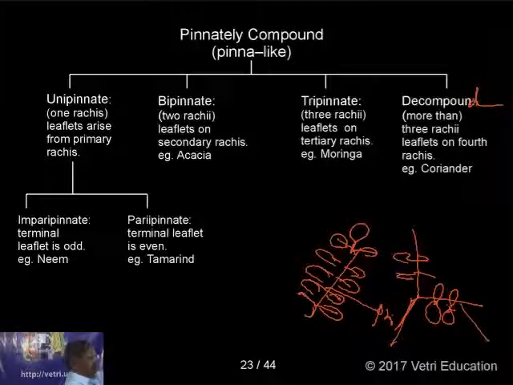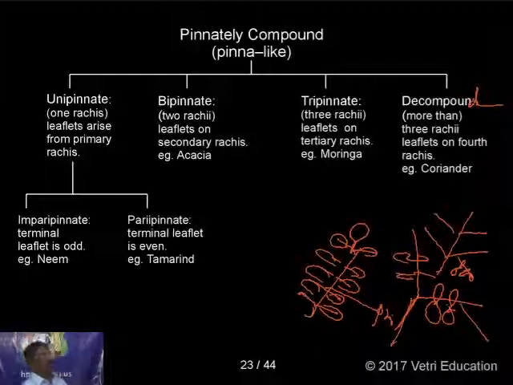In the tripinnate, you can find a tertiary rachis, that is the third pinna. This is primary, secondary, and there you can find the leaflets on the tertiary rachis. But in a decompound leaf, more than 3 rachis, there you can find the leaflets. Examples: coriander is decompound, moringa is tripinnate, acacia is bipinnate, neem is imparipinnate, tamarind is paripinnate.